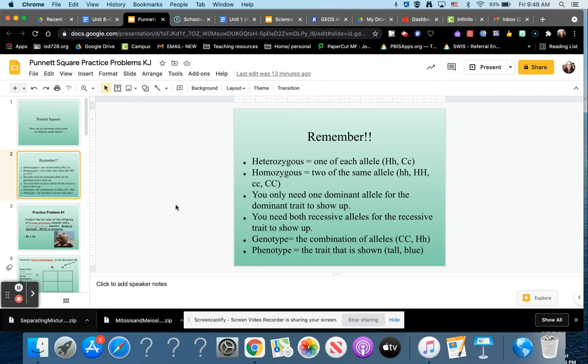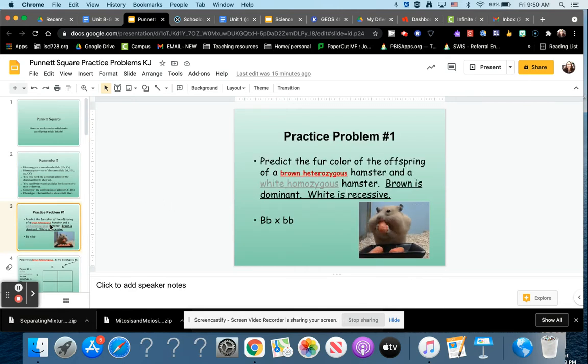And then genotype is the combination of alleles, and phenotype is the trait that is shown, so what you see. So what we're going to be looking at today is something called a punnett square.